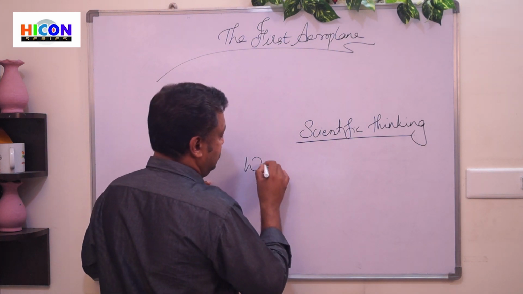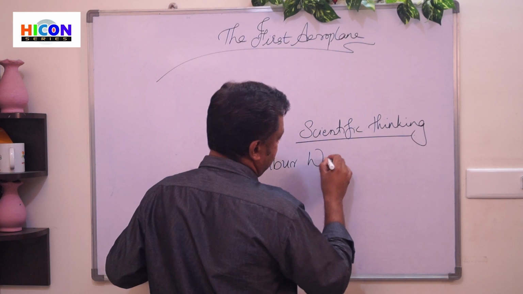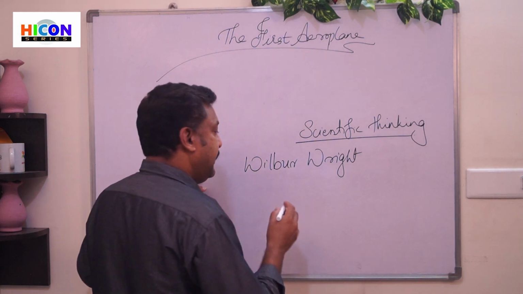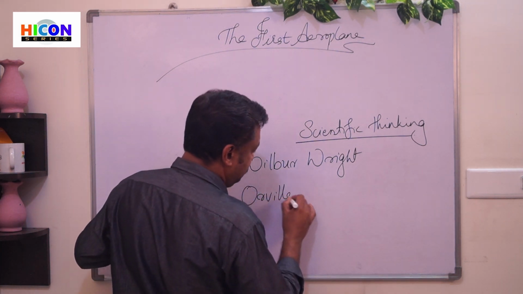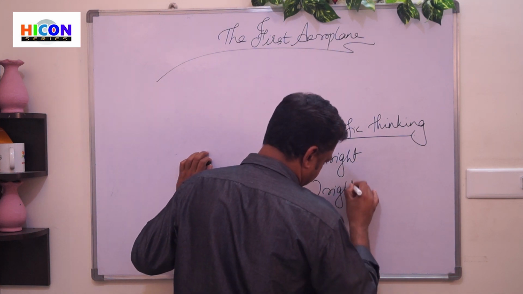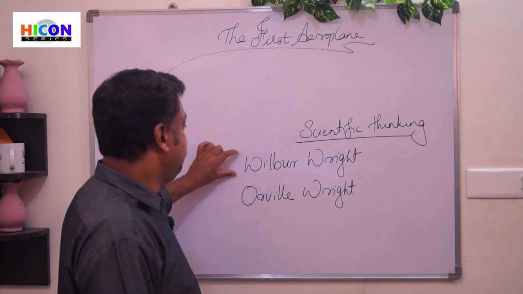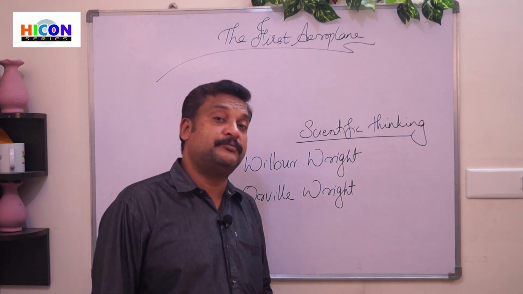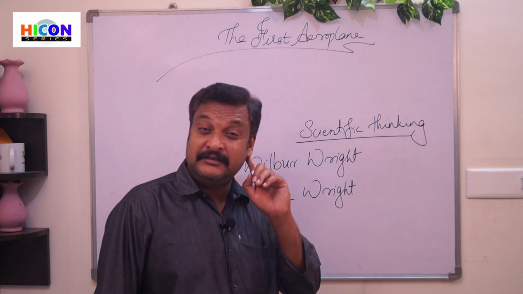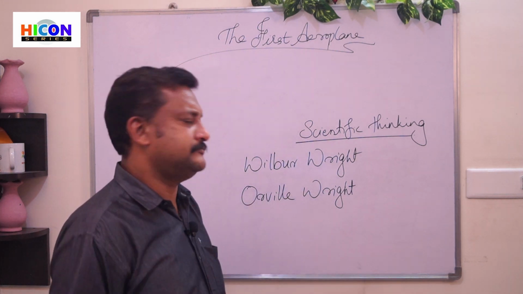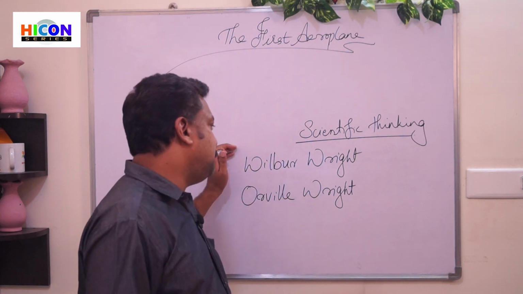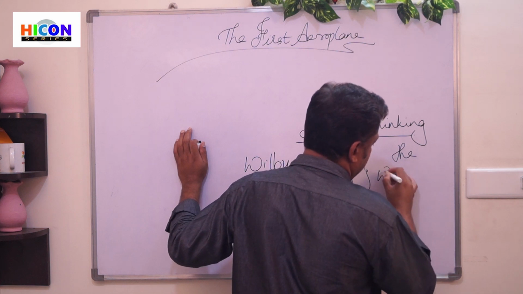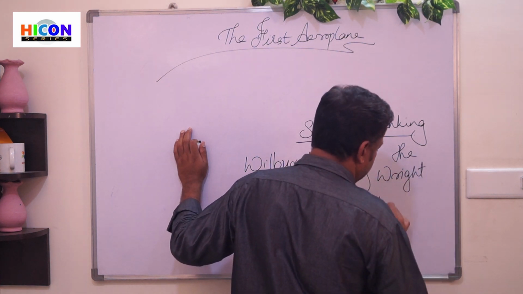The first one was Wilbur Wright. Wilbur Wright was the first one, and the second one was Orville Wright, and they were the third and the fourth brothers, I guess, out of the 7 children they had in the family. Leave it, it doesn't matter much. So Wilbur Wright and Orville Wright were famously known as the Wright brothers.